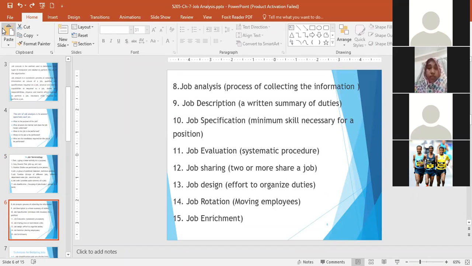And number 10, job specification. Here we include the minimum skill necessary for a position. Job evaluation is a systematic procedure. Job sharing is two or more sharing a job. Job design is an effort to organize duties. Job rotation is moving employees. And job enrichment is an increase in the scope, an increase of duties.